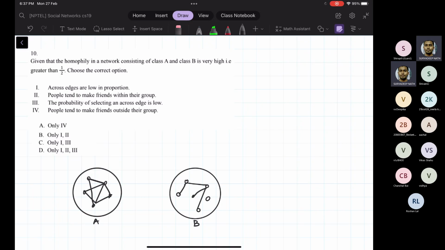So you have some network and there are only, let's say, few edges across. If you read this option, across edges are low in proportion, so it means high homophily. People tend to make friends within their group. In high homophily cases, that is the definition. Birds of a feather flock together. Option 3 says the probability of selecting an across edge is low because across edges are low in number and people tend to make friends outside the group. So this is not right. So the right answer is D.